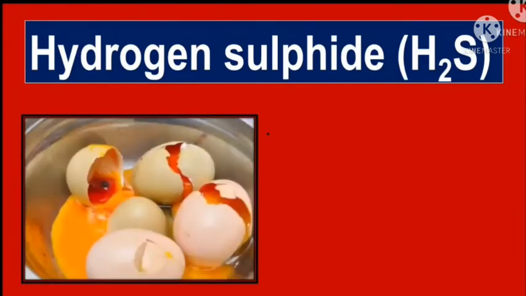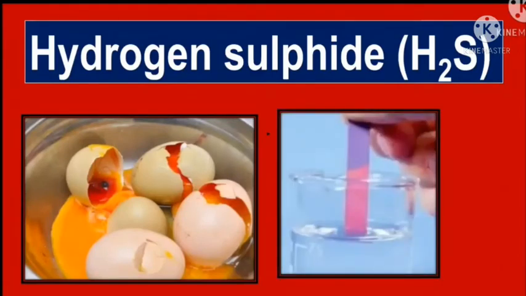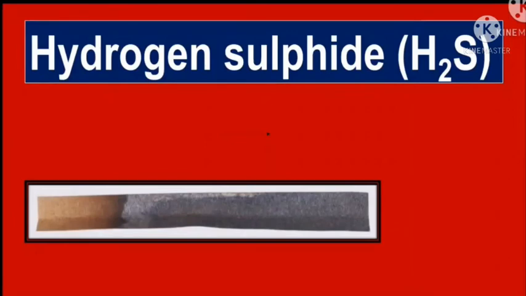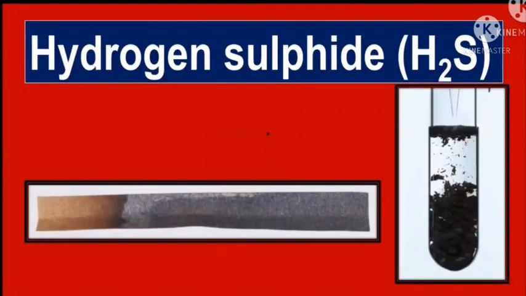It is a colorless gas with a rotten egg-like smell. It turns moist blue litmus red. It turns lead acetate paper black. It also turns lead nitrate solution black due to the formation of lead sulfide.